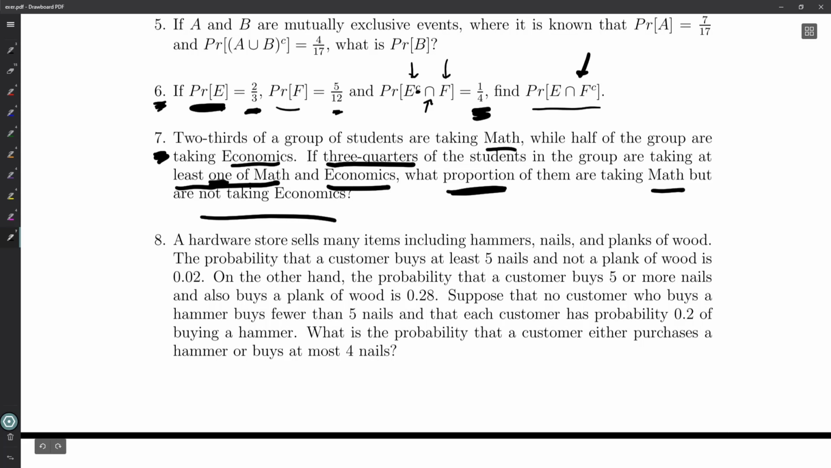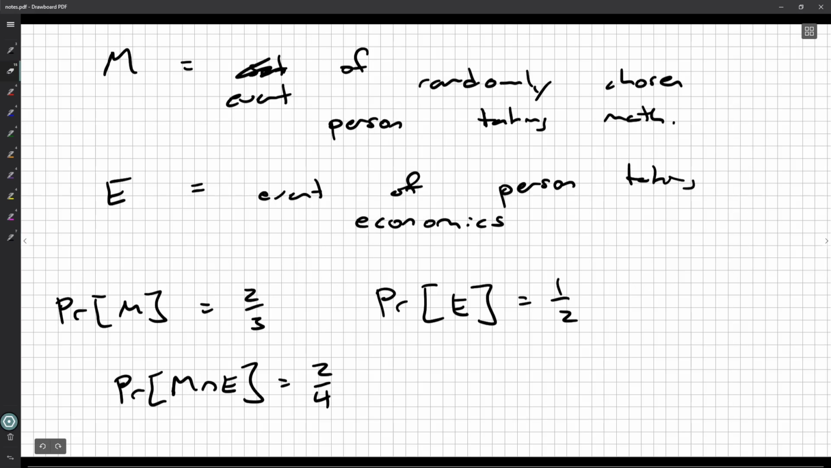Oh, sorry, at least one of math and economics. Sorry, we read that a little differently. So they're taking at least one of math or economics, not that they're taking math and economics together. I think probably that one would be a little confusing from a wording perspective. This should technically be a union.